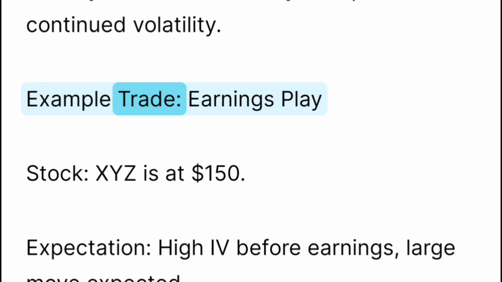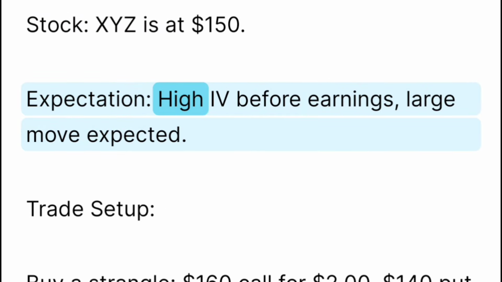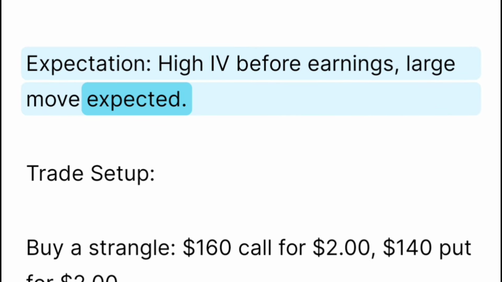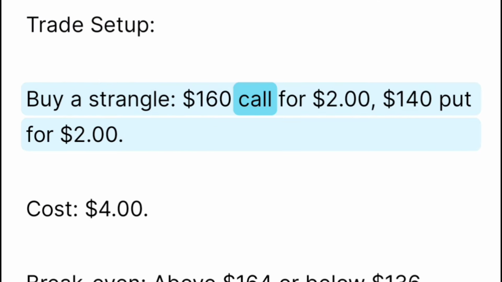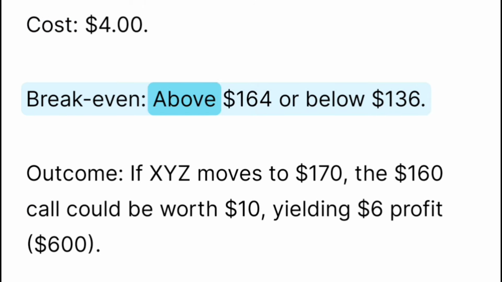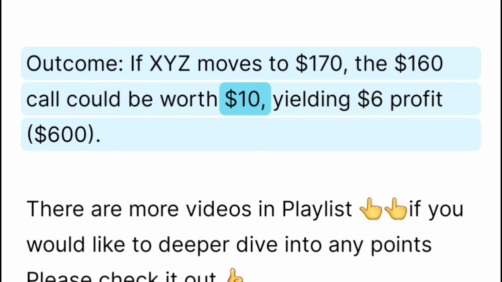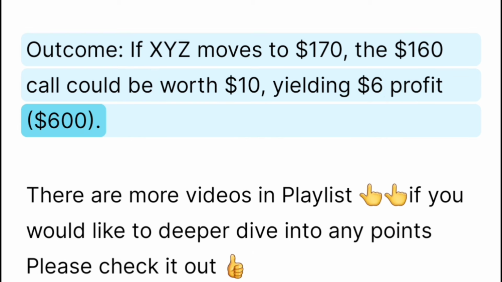Example trade, earnings play plan. Stock XYZ is at $150. Expectation: high IV before earnings, large move expected. Trade setup: buy a strangle, $160 call for $2, $140 put for $2, cost $4. Break even above $164 or below $136. Outcome: if XYZ moves to $170, the $160 call could be worth $10, yielding $6 profit, $600.